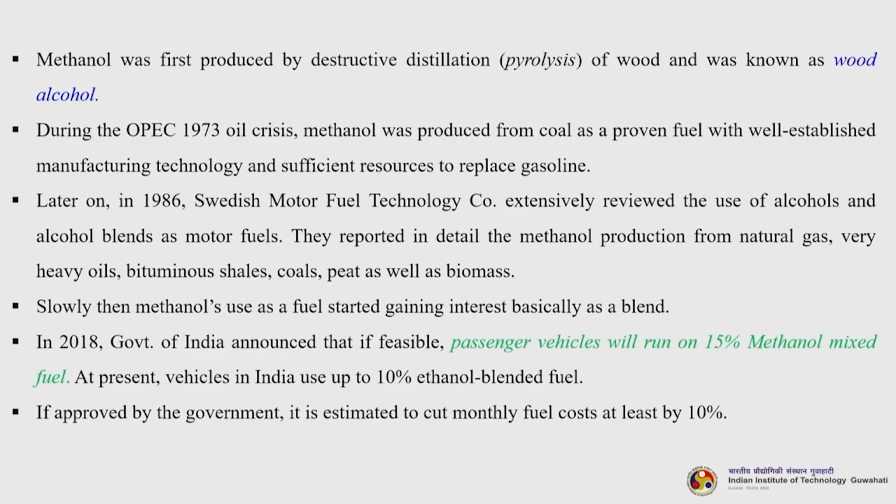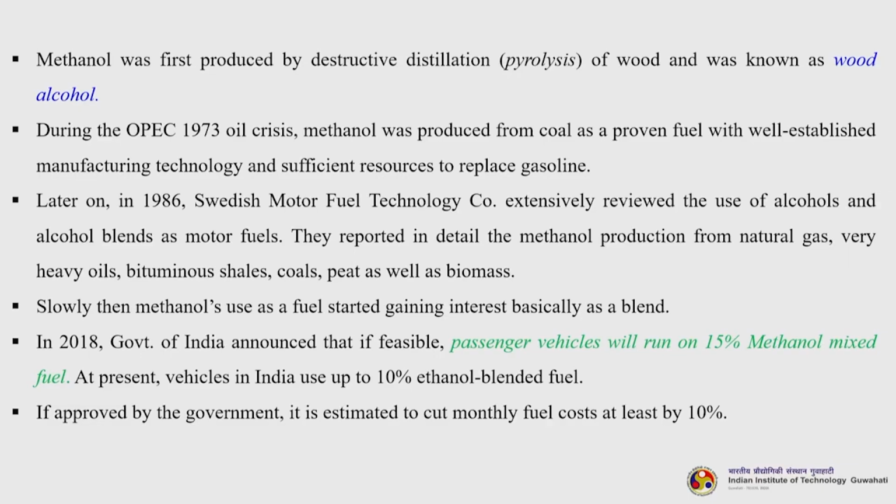Methanol was first produced by destructive distillation, or we can call it pyrolysis, of wood, and was known as wood alcohol by the British scientists. During the OPEC 1973 oil crisis, methanol was produced from coal as a proven fuel with a well established manufacturing technology and sufficient resources to replace gasoline. Later on, in 1986, the Swedish Motor Fuel Technology Corporation extensively reviewed the use of alcohols and alcohol blends as motor fuels. They reported in detail the methanol production from natural gas, very heavy oils, bituminous shales, coals, peat as well as biomass. Slowly then, methanol's use as a fuel started gaining interest, basically as a blend.